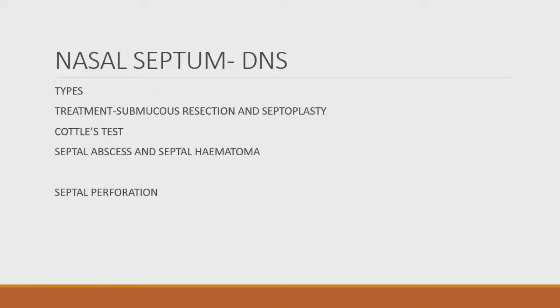Cottle's test can be seen here by pulling of the cheek. If there is any obstruction at the level of the nasal valve, then just retraction of the cheek on that ipsilateral side, if it relieves the obstruction, then we are sure the obstruction of the nasal cavity is at the level of the nasal valve. Septal abscess and septal hematoma are various other pathologies.